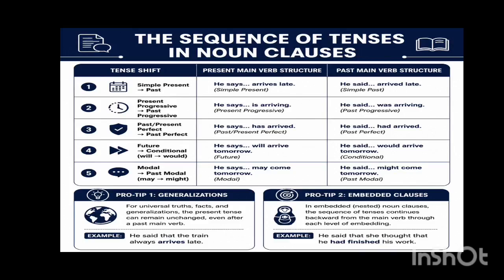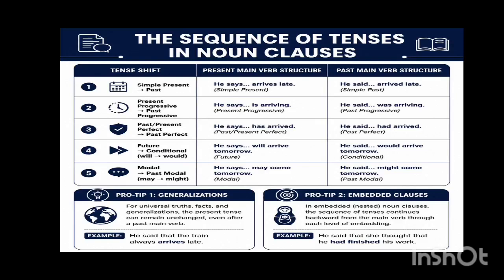We have progressive. For example, he says he is arriving becomes he said he was arriving. The ing stays, but the helper verb backshifts. Yes. We have the perfect trap. This is important. Both the simple past and the present perfect backshift into the past perfect. For example, he says he has arrived. He said he had arrived. Okay.